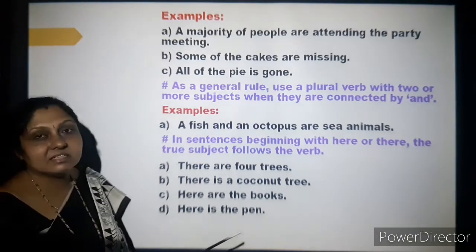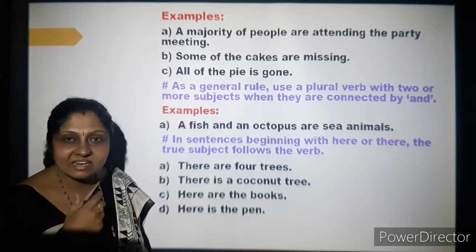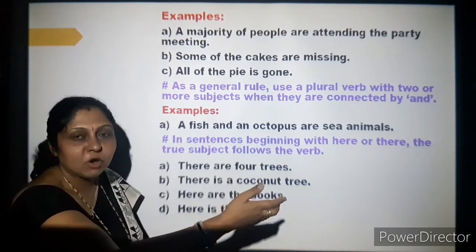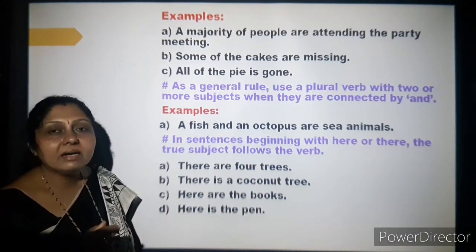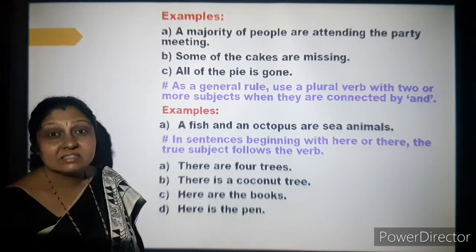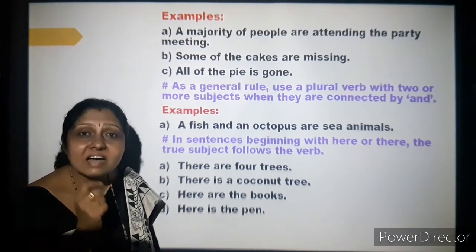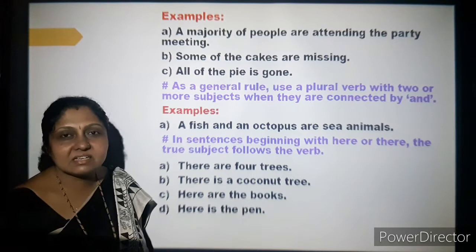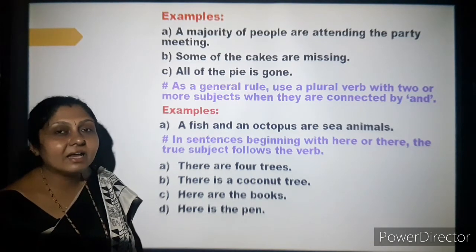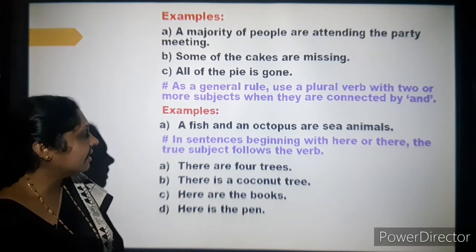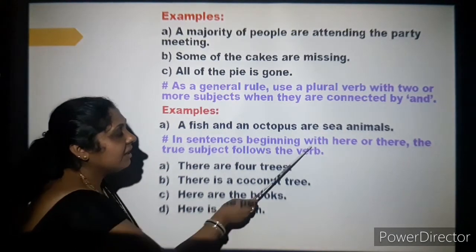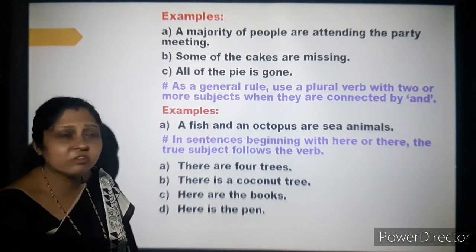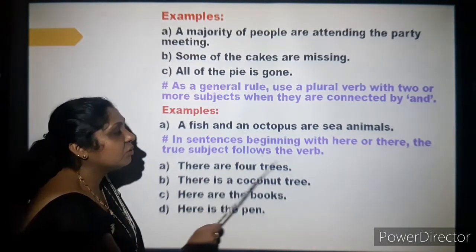Now there are some sentences. Usually how do you see the sentence? You will have a subject, then a verb, and you may have some object. But you have so many types of sentences. Sometimes the sentence may not start with the subject. It may start with a direction or a reference to places. So that time, how will you recognize the verb? See here, in sentences beginning with "here" or "there," which is a direction or reference of place, the true subject follows the verb.